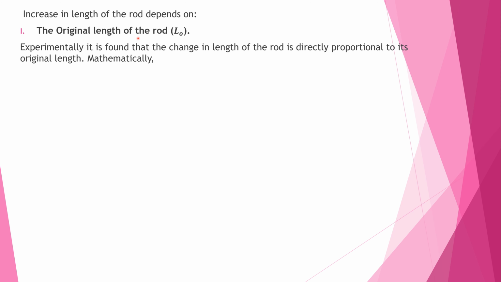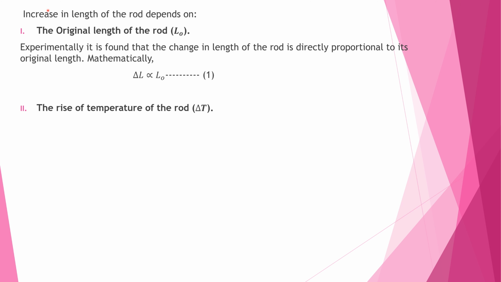The change in length of the rod depends on the original length of the rod. Experimentally, it is found that the change in length of the rod is directly proportional to its original length. Mathematically, delta L is proportional to L naught. I mark it as equation number 1.